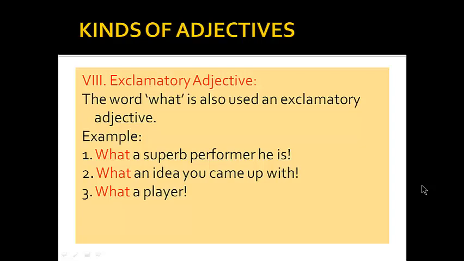Exclamatory adjectives. The word what is also used as an exclamatory adjective, which shows surprise or admiration. You can check the following example. What a superb performer he is. What an idea you came up with. What a player. It shows someone is admiring something or someone.